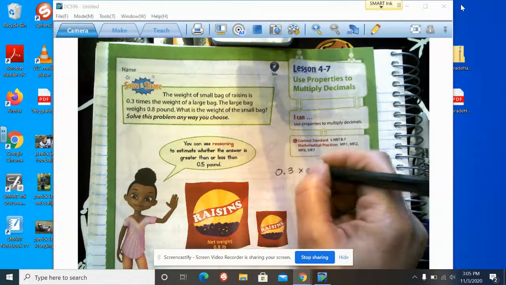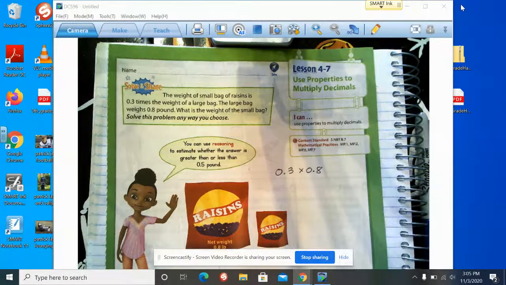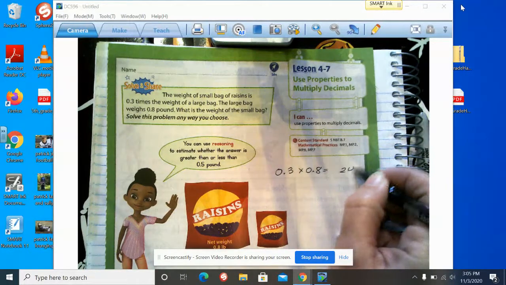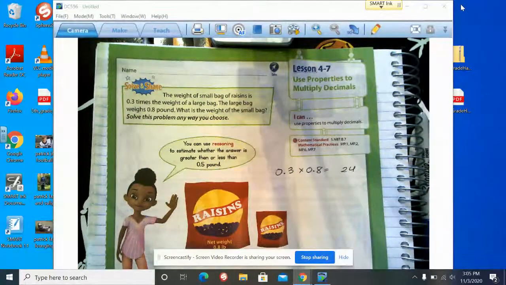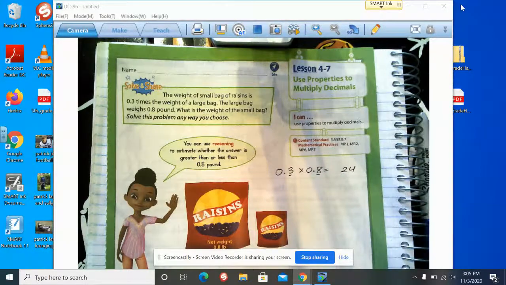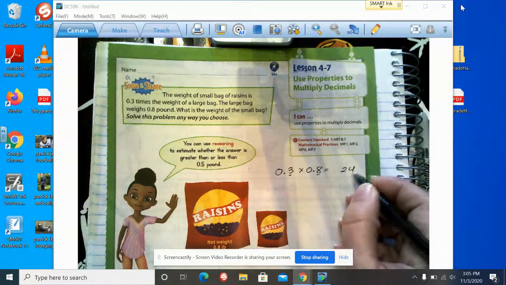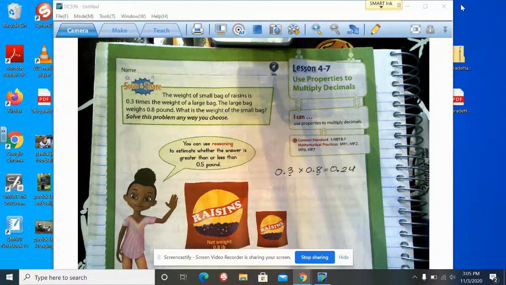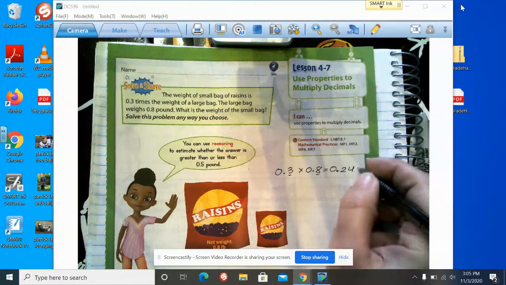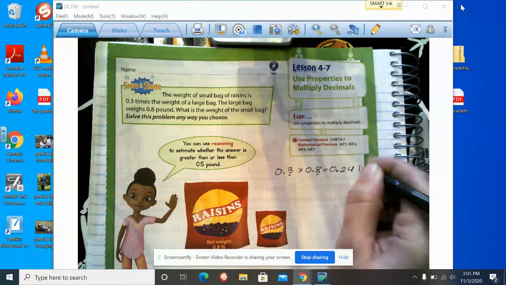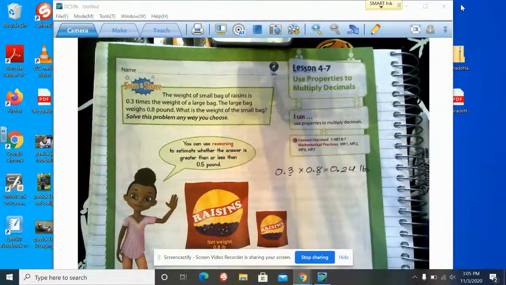If I write them this way, I'm going to multiply them mentally because I know that 8 times 3 equals 24. Now I really just need to place my decimal. I have 2 decimal places in the problem, and so I need 2 decimal places in my answer. So my final answer is going to be 24 hundredths. Is it ounces? Pounds. There it is. A little less than a quarter pound.